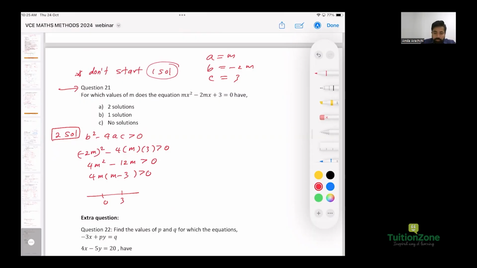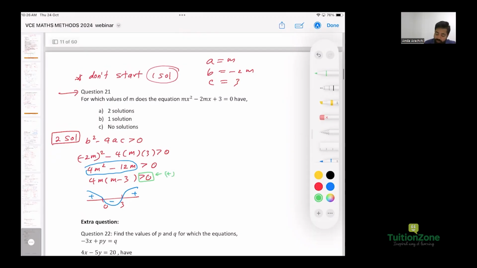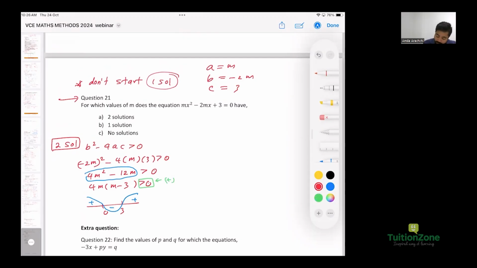Now, by looking at this one, it's a positive quadratic, yeah? So the sign diagram is something similar, positive. And then label the signs. So that's going to be plus, that's plus, and that's minus. And then based on the diagram, you can easily get the answers. So in this particular one, to get two solutions, what's the condition? Greater than 0, which is we're looking at where is it positive? Positive is less than 0 and greater than 3. Yeah?